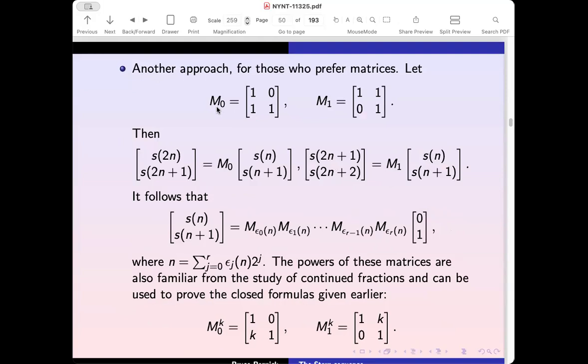And for those of you who prefer matrices, there's a very natural way to express S of 2n, S of 2n plus 1, S of 2n plus 2 in terms of the pair S of n, S of n plus 1. And if you take the power of these matrices, you get matrices that show up in the study of continued fractions. So that's an alternate way of proving the formulas that I just gave.